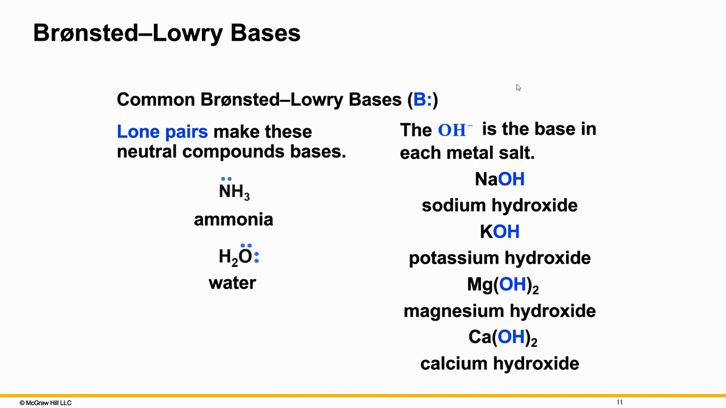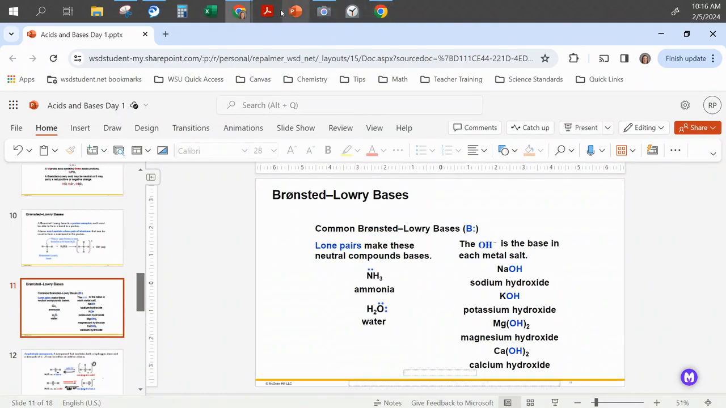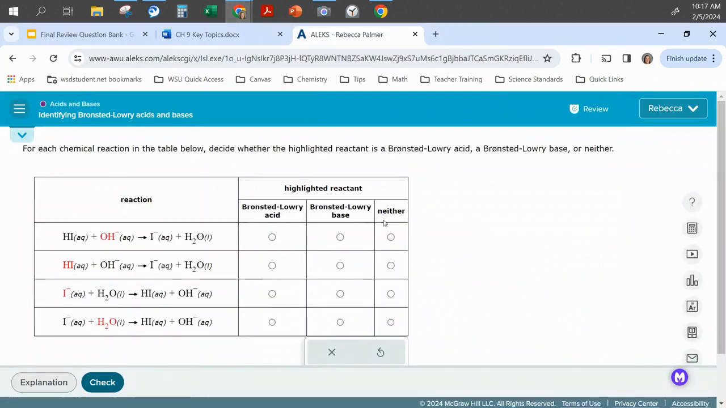But in this topic, we're looking at whether it accepts the hydrogen. Did it get the hydrogen? Then that's the base. Or did it give the hydrogen? That's the acid. I think that's confusing. That's something I would put on my note card because it's easy to flip them. I would probably put an example of this on my note card. Okay, let's practice. Where is ALEKS?